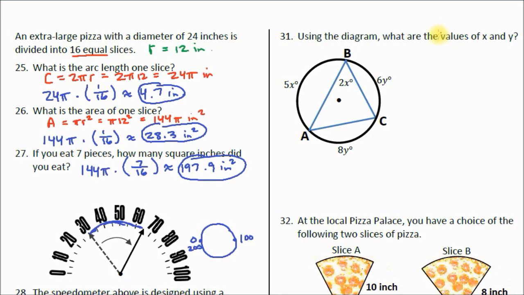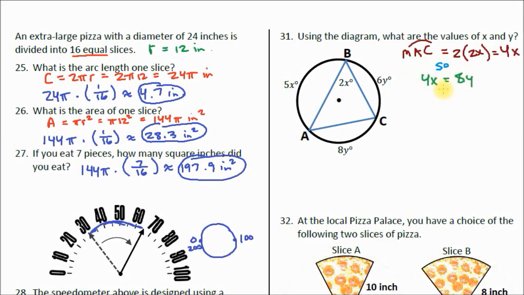Okay, that means the measure of arc AC must be equal to 2 times the measure of its inscribed angle, so 2 times 2x. So we know the measure of arc AC is 4x. But we're also told that the measure of arc AC is 8y. So we know that 4x is equal to 8y.